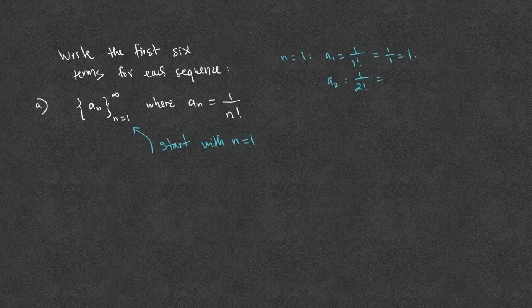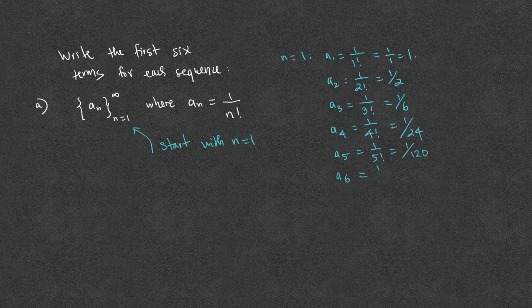A sub 2 is 1 over 2 factorial, 1 half. A sub 3 is 1 over 3 factorial, 1 over 6. A sub 4 is 1 over 4 factorial, 1 over 24. A sub 5 is 1 over 120. And a sub 6 is 1 over 720.